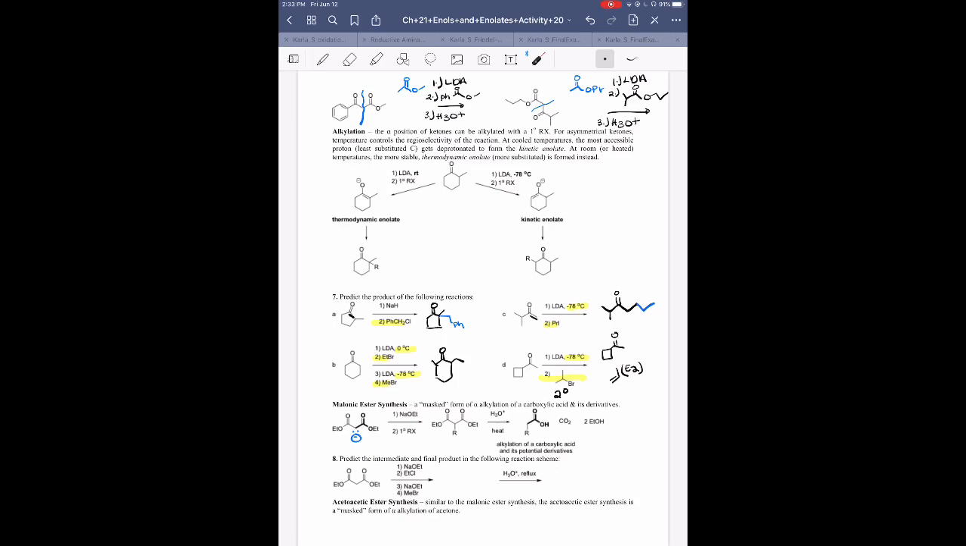So now we're going to go to number 8. We're going to predict the intermediate and final products in the following reaction scheme. So we know that our intermediate is going to have an ethyl and a methyl group in the alpha position. And then our final product is going to have a carboxylic acid.